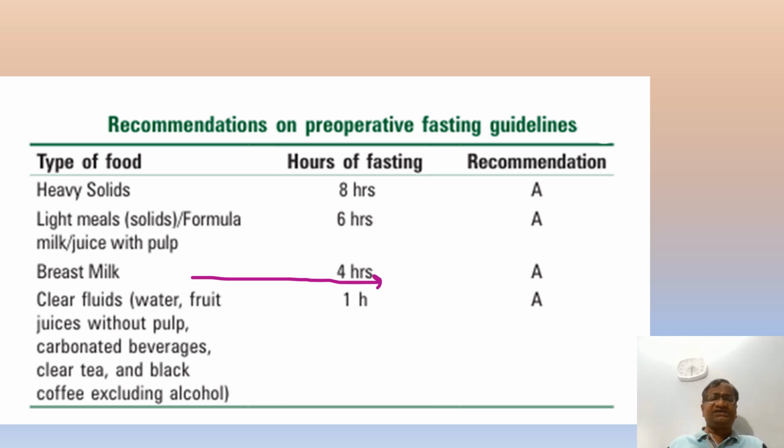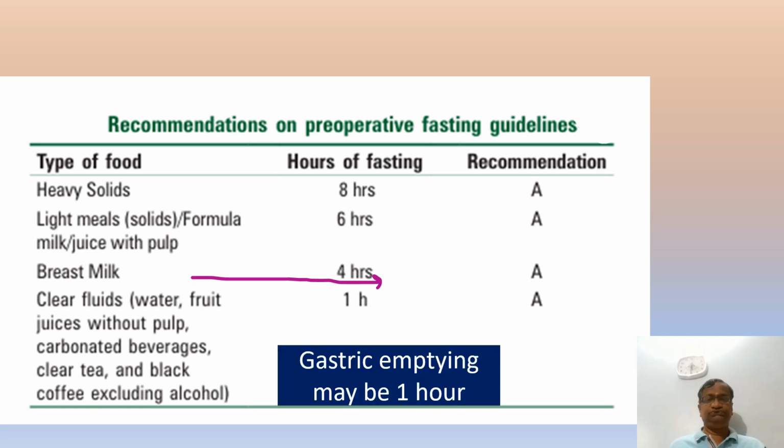Now, preoperative fasting guidelines: we know heavy solids 8 hours, solids 6 hours, breast milk 4 hours, and clear fluids up to 1 hour. Now we are saying sip as you go. Sip some water as you enter the theater. So clear fluids can be given up to 1 hour before. Why? Gastric emptying is 1 hour there. If you give clear fluids, it will go out of the stomach in 1 hour. But in adults, it's a minimum of 4 hours. That is the major difference in pediatrics.